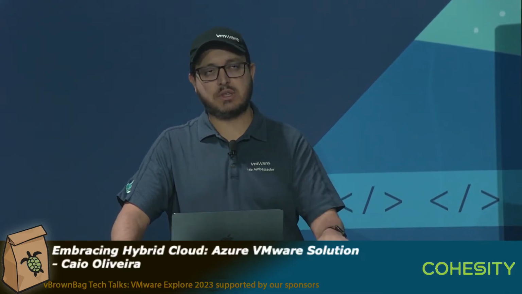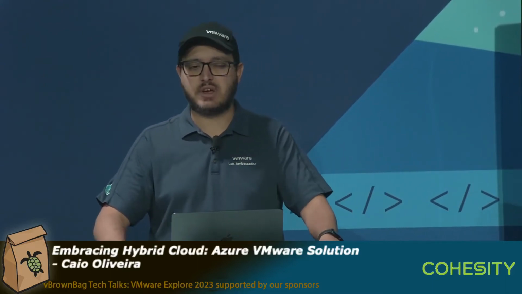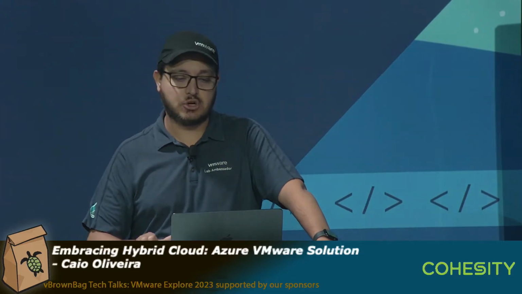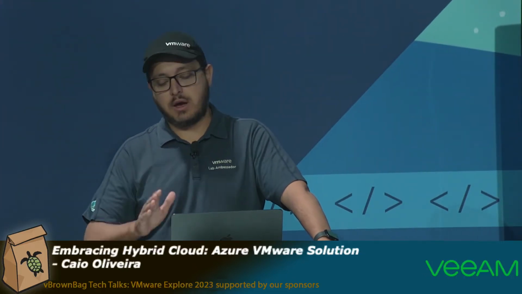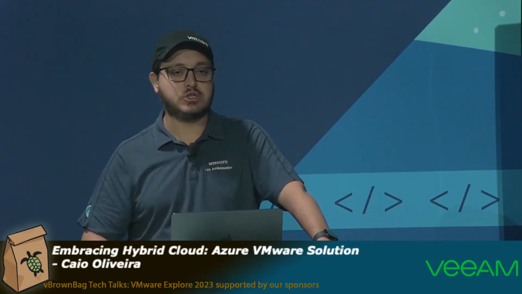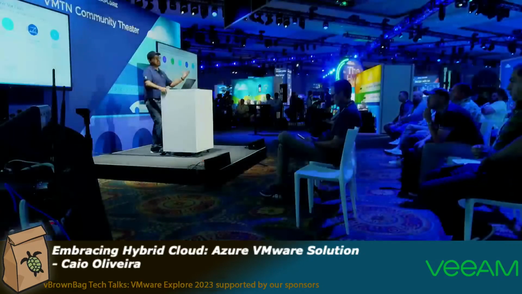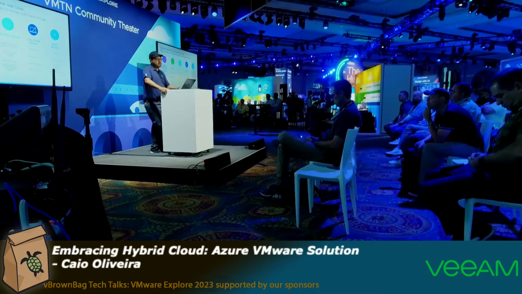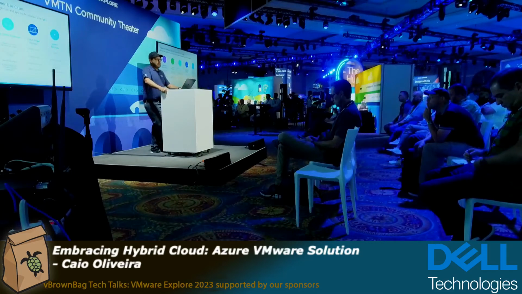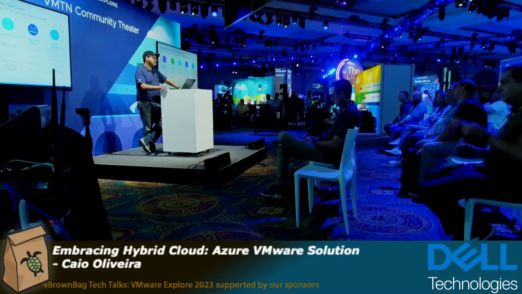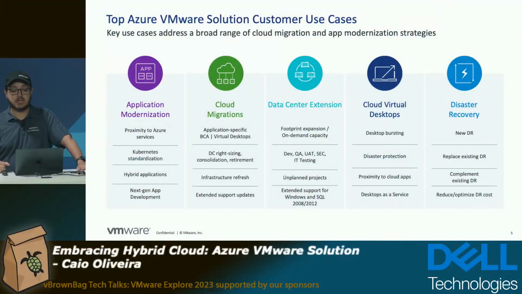Pretty much as all the other offerings that we have, AVS, the main use cases are application modernization. The main one for us, we tend to see around 60 to 70% of the time as the primary use case is cloud migrations, right? So when you have a way to migrate from your traditional data center, or you're expanding your data center as well, data center extension is also a big case. VDI, right? So running VDIs on AVS is also a big use case, and disaster recovery as well.